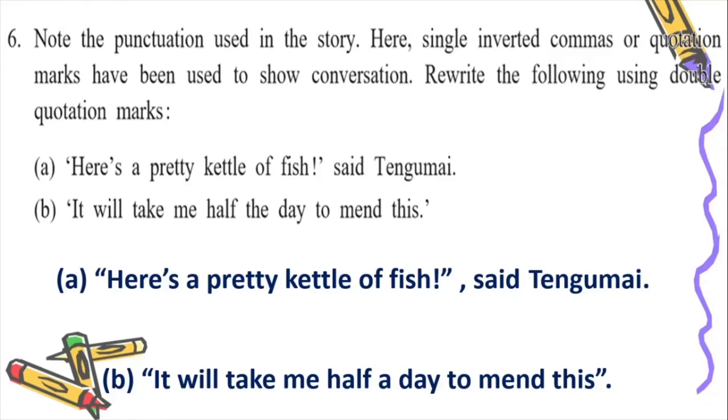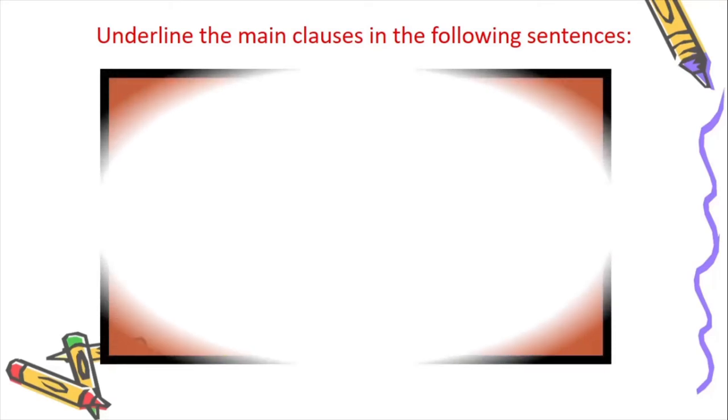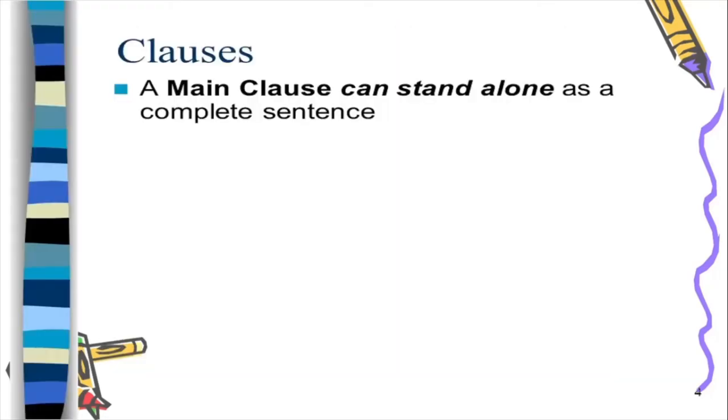Now let us go to the next exercise in your book, and that is about clauses. So there is an exercise in your book asking you to underline the main clauses in the sentence. Now to underline the clause, you will have to know what the meaning of clause is. We have of course learnt about meaning of clauses previously also, but when it comes up as part of a lesson, we always do it once again. So let us see what the main clauses are, what is the meaning of the main clause, and then we will go and underline the sentences which are part of our exercise. So let us see what the meaning of a main clause is.